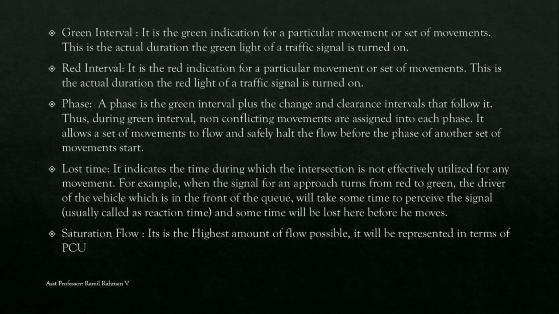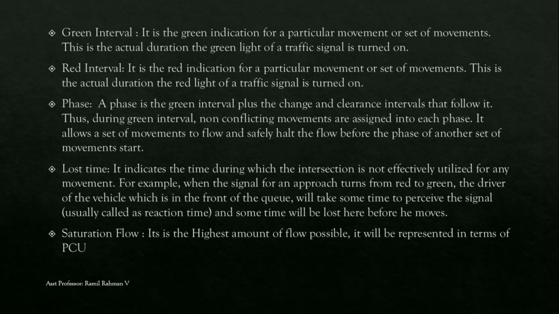Green interval. It is the green indication for a particular movement or a set of movements. This is the actual duration the green light of a traffic signal is turned on. It will be denoted by the letter G. Red interval. It is the red indication for a particular movement or a set of movements. This is the actual duration the red light of a traffic signal is turned on, and it is represented by the letter R.